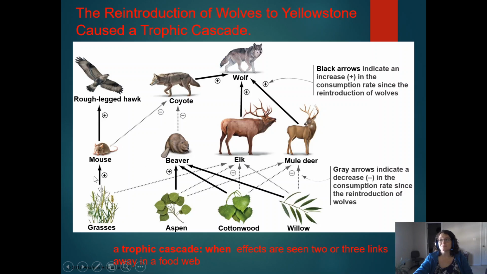Additionally, with the increase of mice, rough-legged hawk is doing better. So it's an interesting pattern here. We can see all these interactions. Additionally, the cottonwood and willow, which are eaten by the beaver, are not eaten as much by the elk and mule deer. So it depends. That means the aspen and cottonwood and willow might do a little bit better, but with the increase of the beaver, they are also doing a little bit worse, so maybe it's a wash for them, okay?